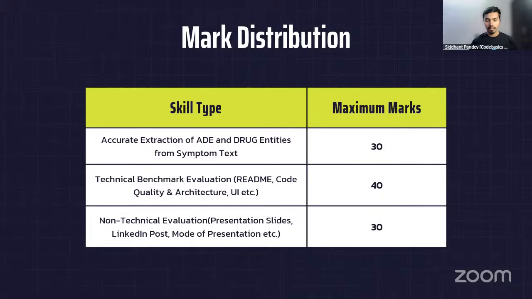Then the second most important aspect was the technical benchmark of the evaluation: the overall architecture of the code, how they have kept their README, what the code quality is, and also a bit of the UI as well. So all of this carried 40 marks. This is the highest number of marks, okay?